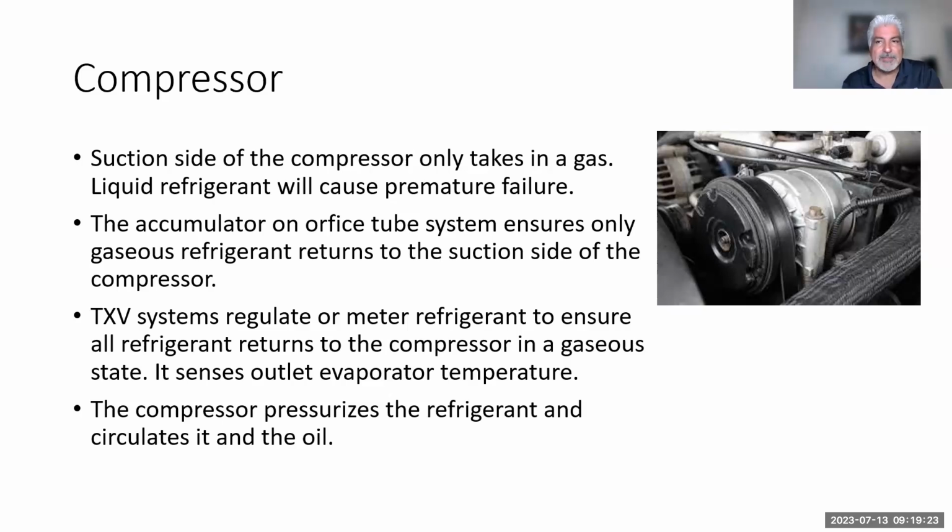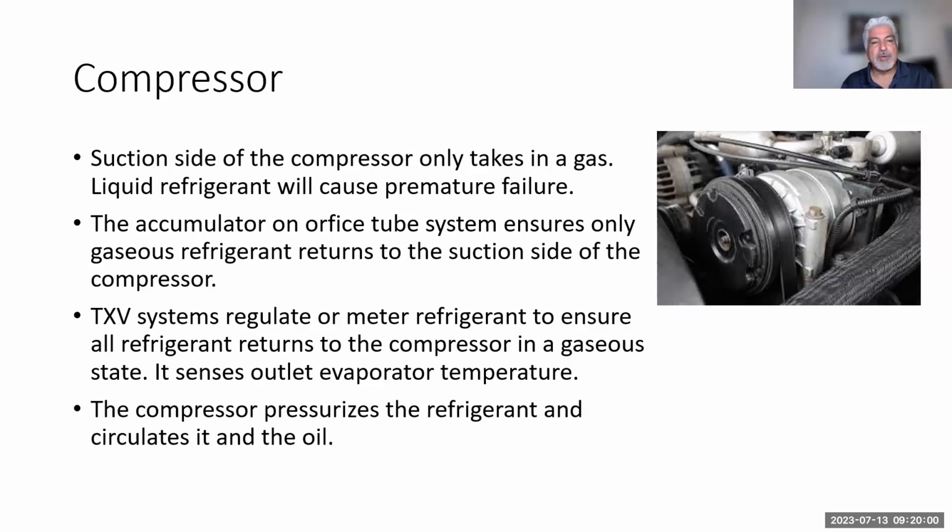But on a thermostatic expansion valve, it's monitoring the outlet of the evaporator. So therefore, it's monitoring the temperature. If it's too cold already, it's going to restrict the flow. And we're going to see that on the low pressure gauge as we move along. So like it says on the third bullet here, the thermostatic expansion valve systems regulate or meter refrigerant to ensure that all refrigerant returns to the compressor in a gaseous state. So therefore, it's actually opening and closing and opening and closing. Where it gets bad is where it actually gets stuck open or stuck closed at a given position.